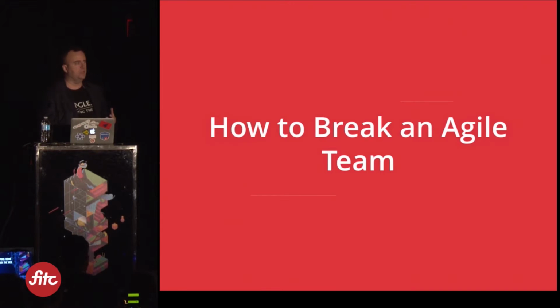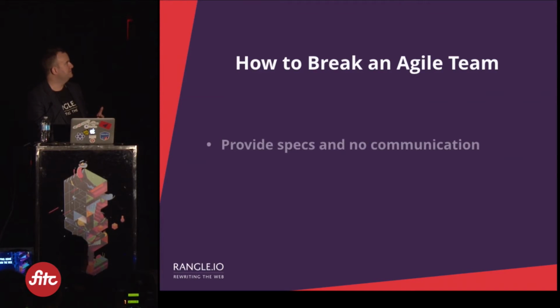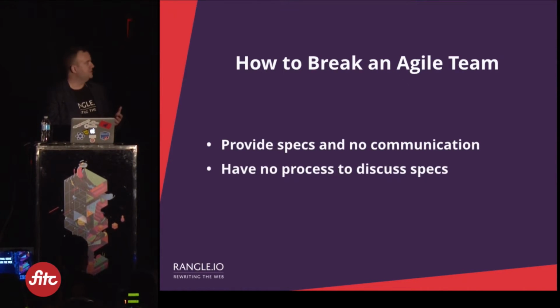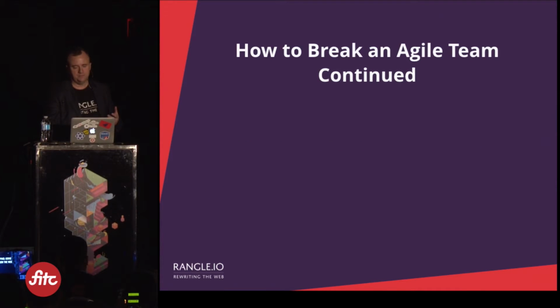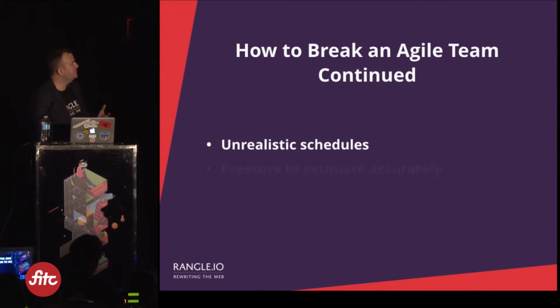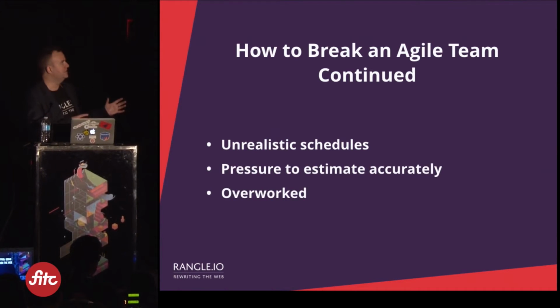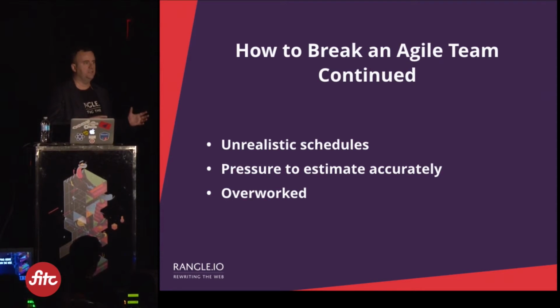The more interesting question then is, how can you break an Agile team? You provide specifications, but there's no communication. You have no process to discuss the specifications. You have low autonomy, self-direction. You have unrealistic schedules. You have pressure to estimate accurately, and your team is overworked. And so we've discussed two things here. One is the product delivery process, where we're trying to deliver value continuously, and then building an effective Agile team that's trying to actually deliver that value, and this falls apart a lot.